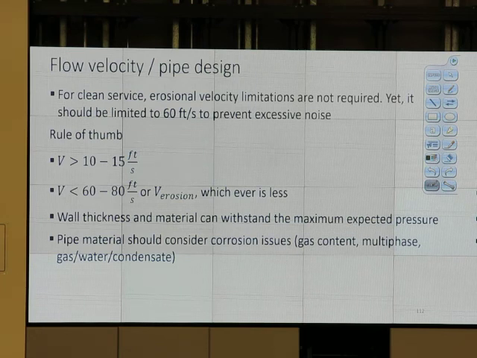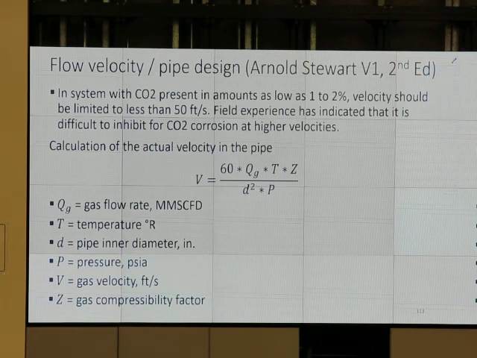We may need to consider the pipe material. Is it compatible with water, or do we have multiphase for the corrosion issue? CO2. So that is the erosional velocity. We know at what point erosion will happen. Next step, we need to know how fast that gas is flowing in a pipe. If I have 10 million standard cubic feet per day, does that exceed the erosional velocity or not? I don't know until I use this formula.